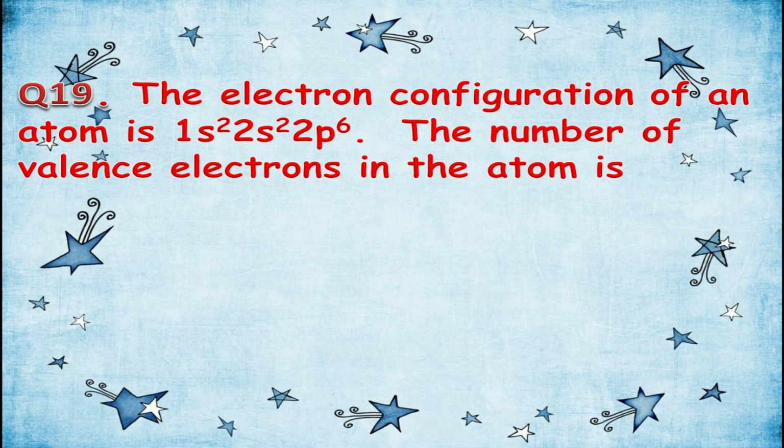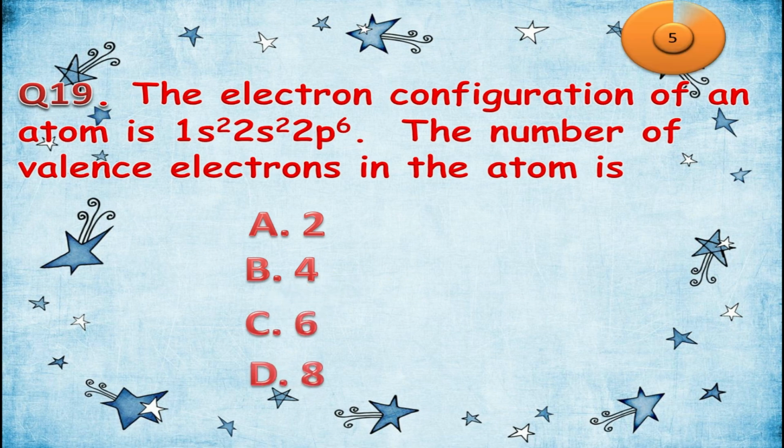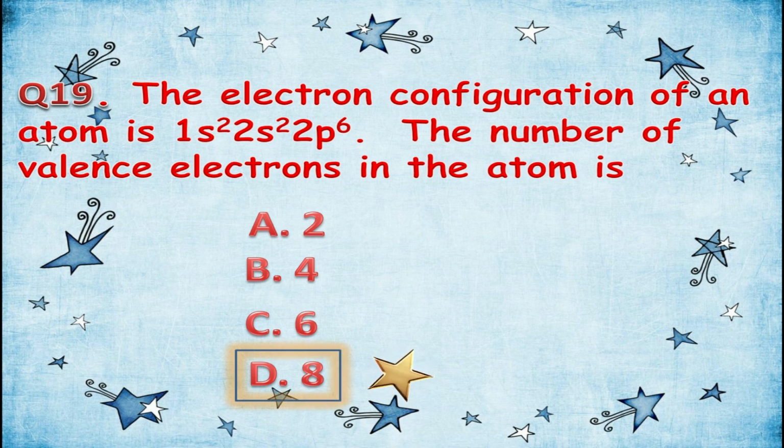The electron configuration of an atom is 1s2, 2s2, 2p6. The number of valence electrons in the atom is option A, 2, option B, 4, option C, 6, and option D, 8. Your time starts now. The correct answer is option D, 8. You got 1 point for this correct answer and 0 points for a wrong answer.